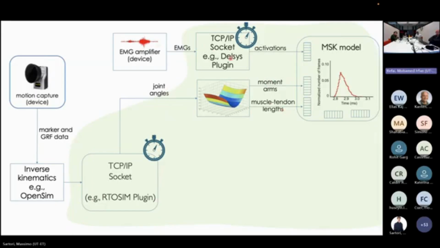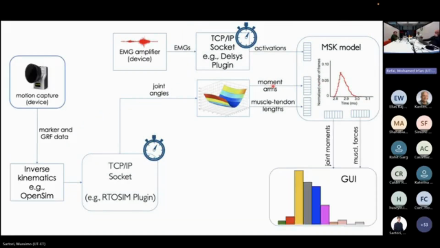And then, through the EMG plugin, we get muscle activations, which we feed into the musculoskeletal model. The musculoskeletal model uses activation, moment arms, and muscle tendon lengths to estimate the resulting muscle forces and joint moments. And these are displayed to the user in real time through a simple graphical user interface.